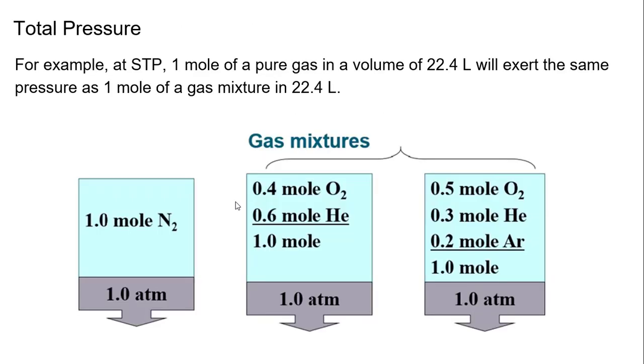Okay, so for example, at STP, 1 mole of a pure gas in a volume of 22.4 liters will exert the same pressure as 1 mole of gas in a mixture in 22.4 liters. So the pressure does not change for gases. Don't read too much into this picture. It's giving you an example, but I actually don't think this is a really great example, so I'm not going to focus on this too much.